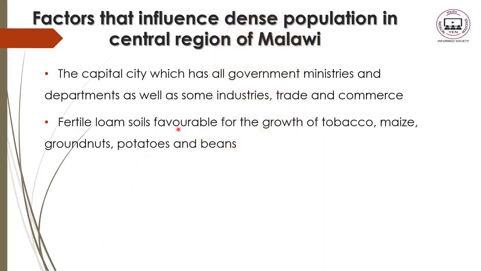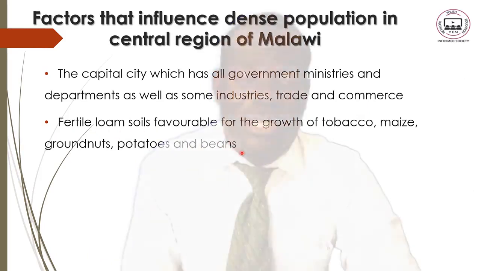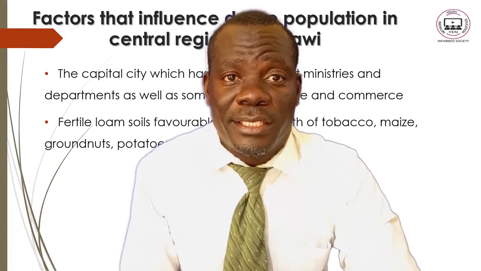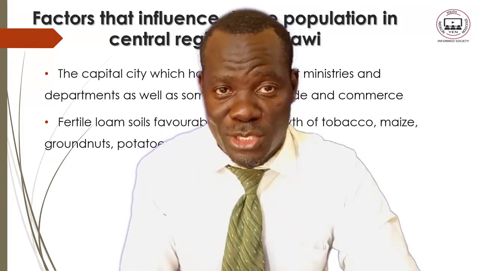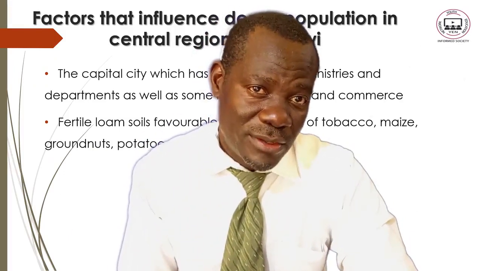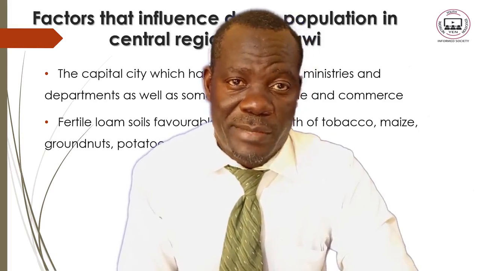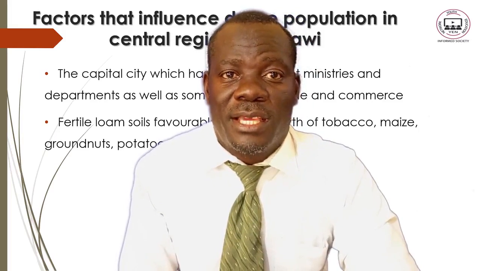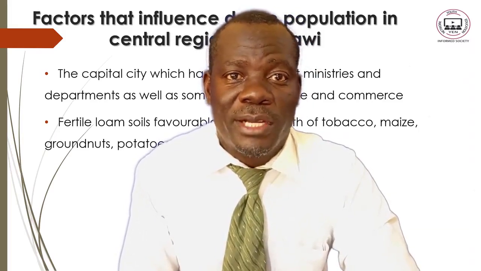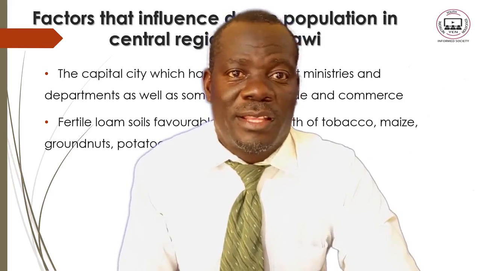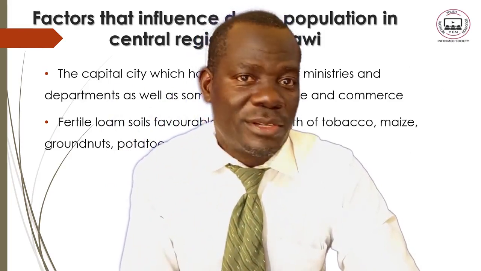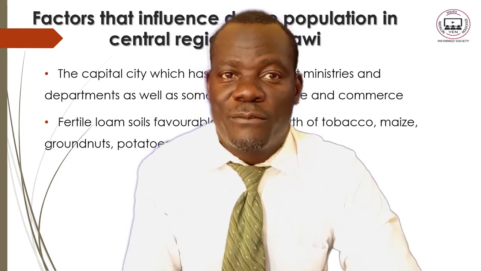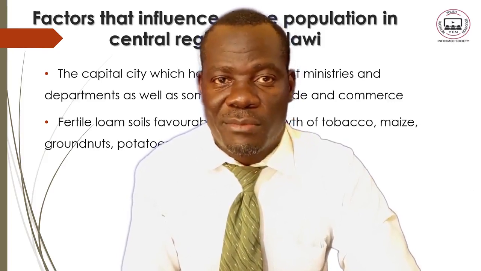Also, fertile loam soils favorable for growth of tobacco, maize, groundnuts, potatoes, and beans. We see that the central region is a plain. Remember, we talked of the plains, the flat areas, Kasungu, Mchinji, Lilongwe. We talked about that on the physical features, remember that. Those areas are favorable for growing tobacco, groundnuts, maize, hence people have high yields there to support the growing population. Hence, the population is growing there because they have food, they have the fertile soils to support them.